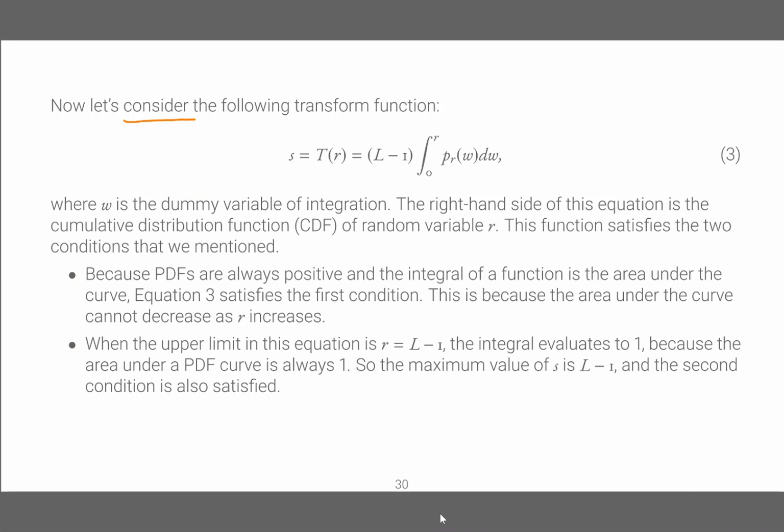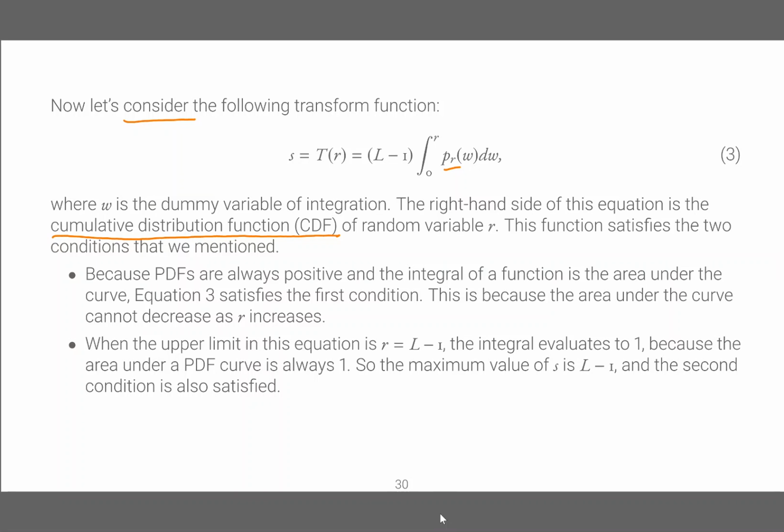That transformation is S = T(R) = (L − 1) ∫ from 0 to R of p_R(w) dw. So w is the dummy variable. This is the integral of the probability density function of the input pixels, p_R, remember. Now the right hand side of the equation is the cumulative distribution function, CDF, of the random variable R.